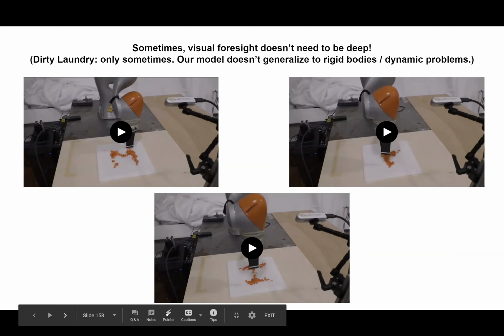Chase, you have a question? Yeah, thank you for the talk. I really love the problem setup. I'm curious, you said that the linear models work really well for carrot herding, but not so well for rigid bodies and dynamic problems. I'm wondering if you have an idea of where the boundary is, where the linear models start to fail, or what it is about carrot herding that makes it so good for linear models?